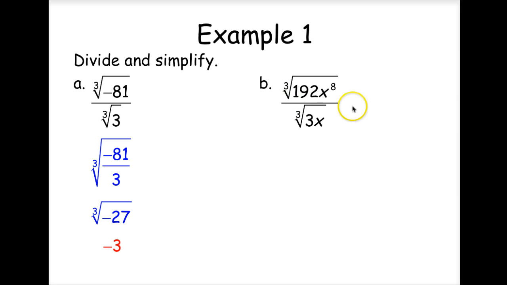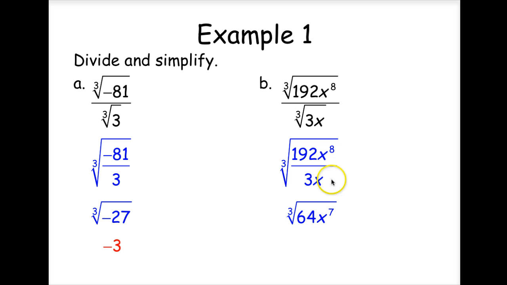Again, same index, we can write them under one radical. 192 divided by 3 is 64. X to the 8 minus 1, because we have x's in the numerator and the denominator, we have to simplify that. X to the 7th.